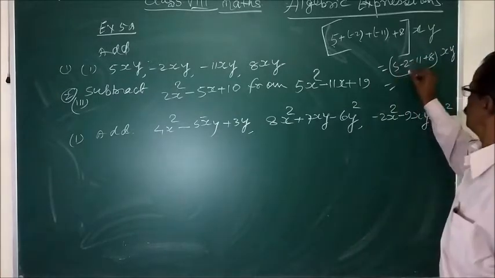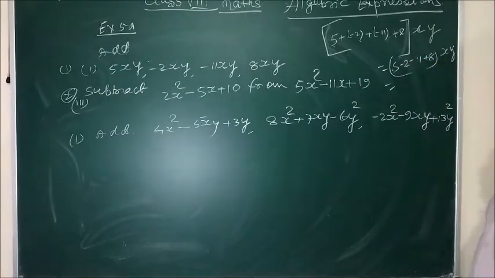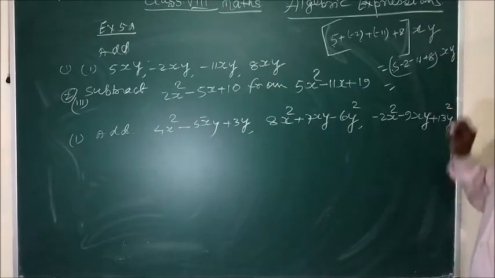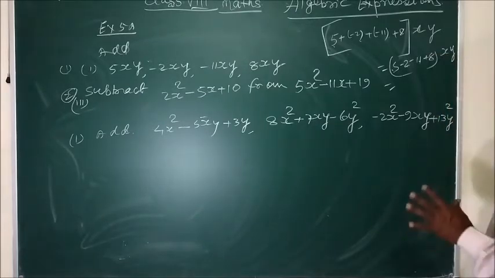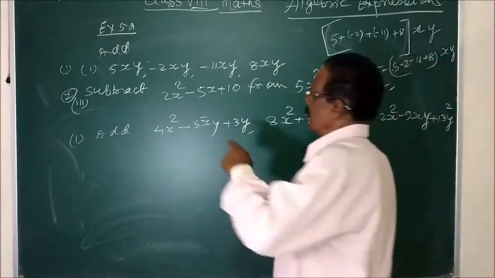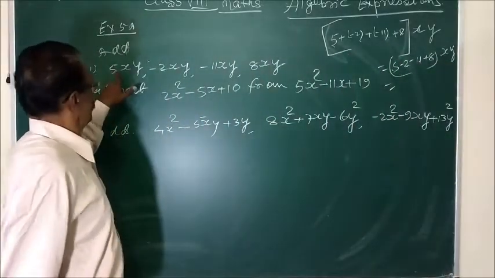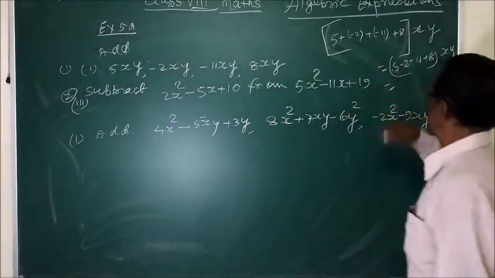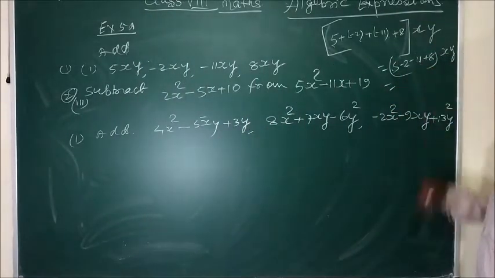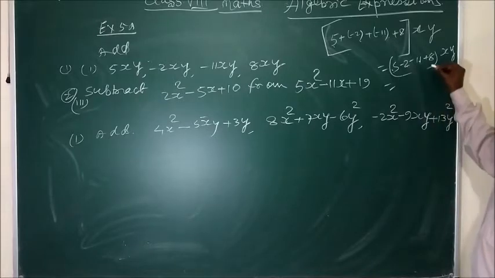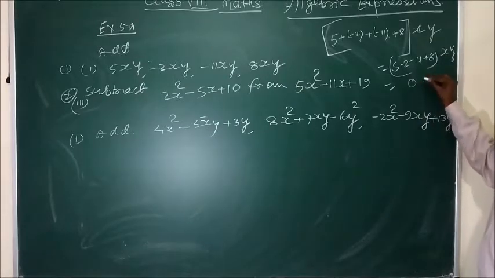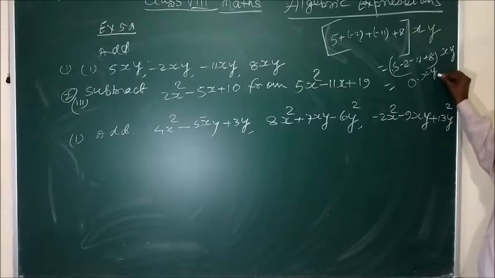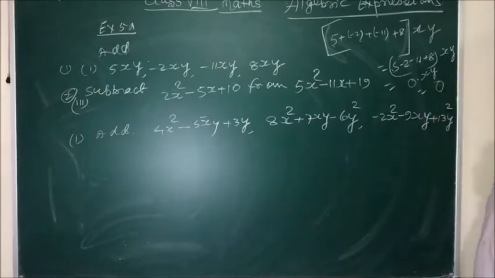Now you simplify. 5 minus 2, 3. 3 minus 11, minus 8. Add karna hai, dekhiye. So 5 minus 2, 3. 3 minus 11 is minus 8, minus 8 plus 8, 0. 0 into xy. What will it become? 0.